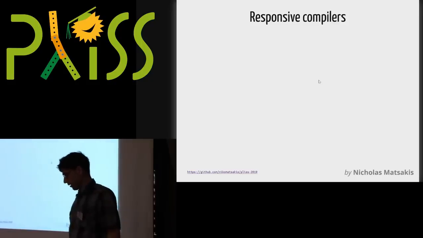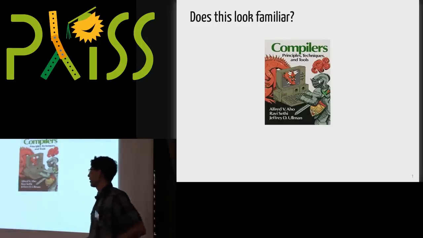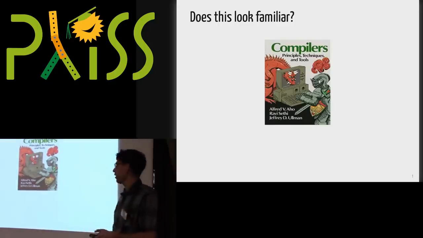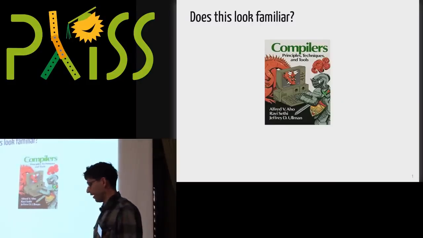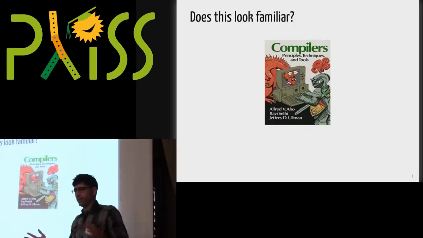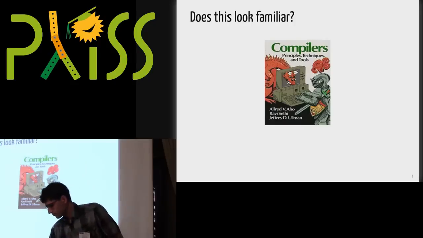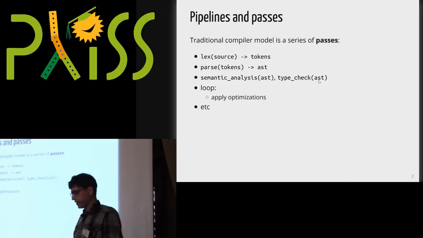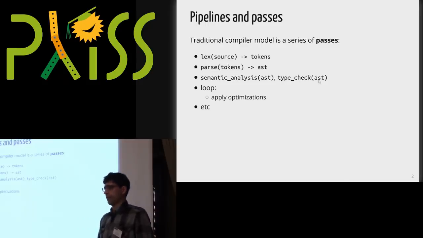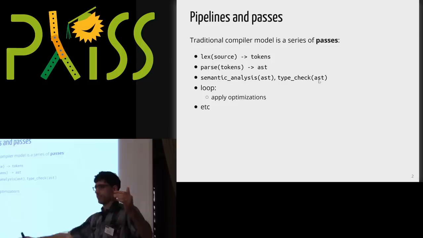When I started writing compilers, which was not that long ago, when I was an undergrad and took my first compiler course, we were using books like this, right? I learned this classic structure of how to write a compiler, which was all about passes. We take the input, lex it and produce tokens, those tokens get parsed, and that gives us an AST, and then we do a series of things to this AST.